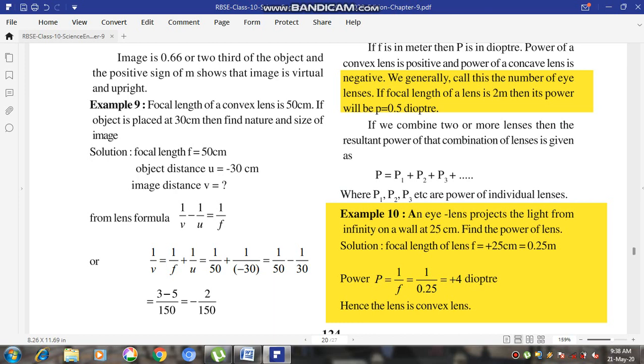And P equal to 1 by F, equal to 1 by 0.25. So what is the power of the lens? That is 4 diopter. So it is a convex lens, because the focal length is very less. That is why we call it a convex lens.